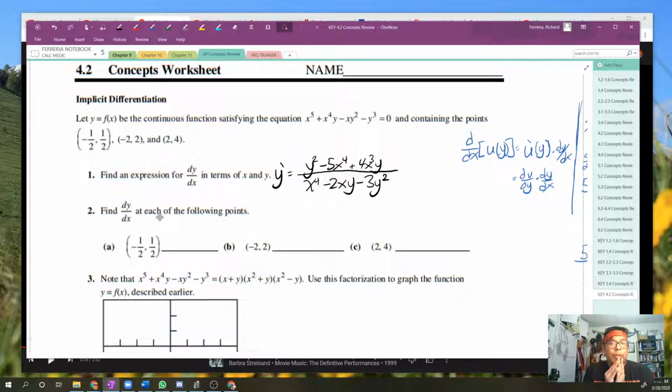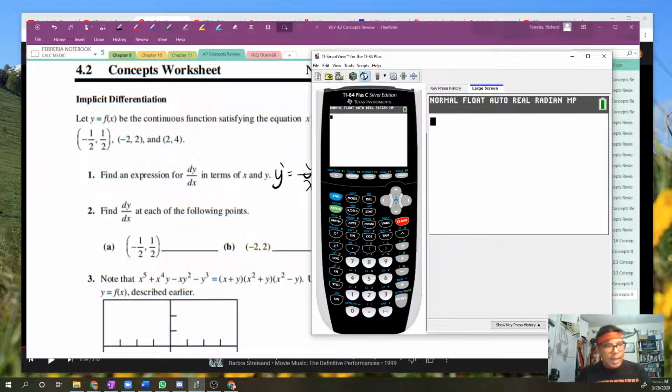Let you guys do the rest of these. So let's do this first one together. With my calculator, I want to store those values of negative 1/2 and 1/2. So I'm going to put the x coordinate in the store value A. So negative 0.5, I want to store that as letter A.